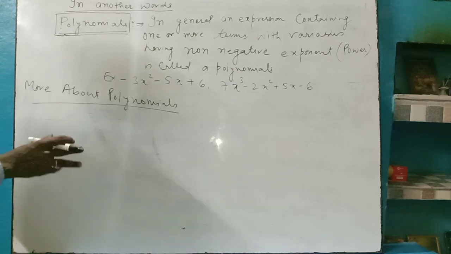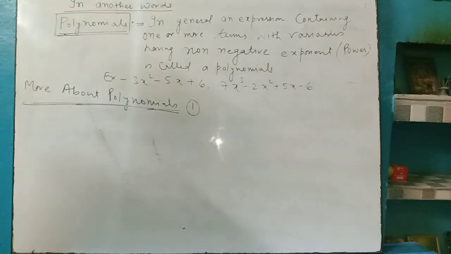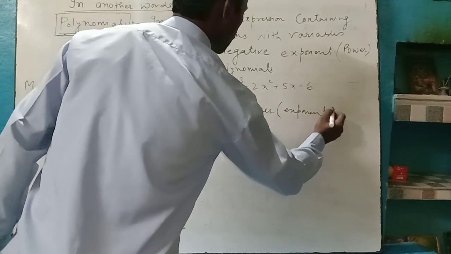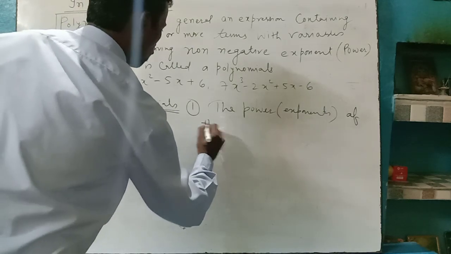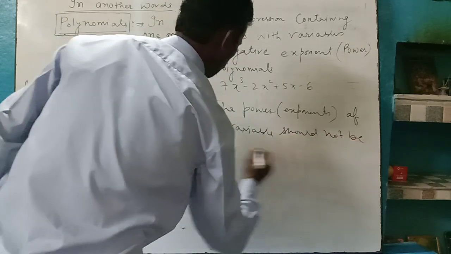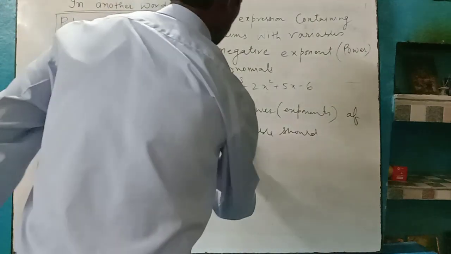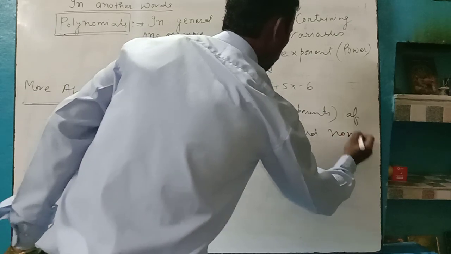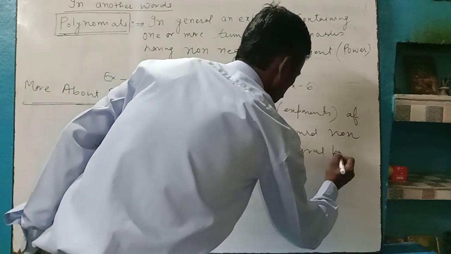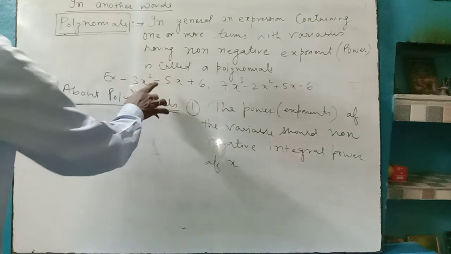How will we understand that a given algebraic expression is a polynomial? So the first is the power, or we can say the exponents of the variable should be non-negative integral power of x. It means the power of x should always be positive, it should not be negative.